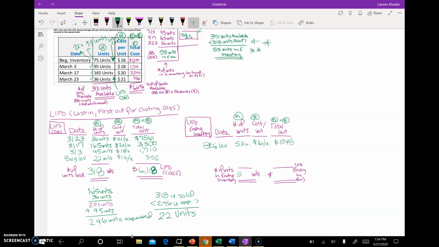So we know that we have 53 units on hand to sell in the future. And under LIFO, the cost basis is going to be $848, the lowest value of inventory that you're going to have under those 3 methods: average cost, FIFO, and LIFO, because it's the oldest items in inventory that are left over under LIFO, the opposite of what you have under FIFO.